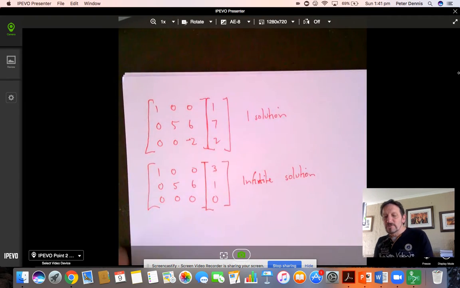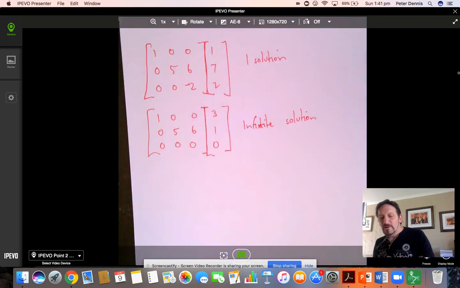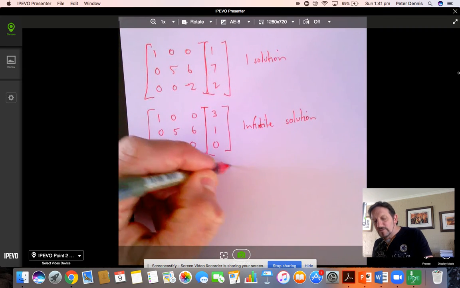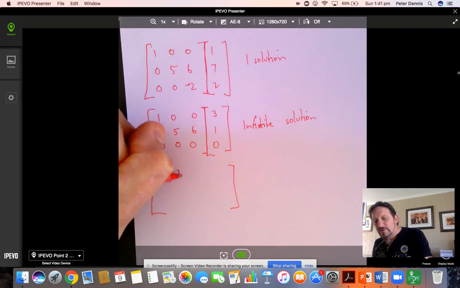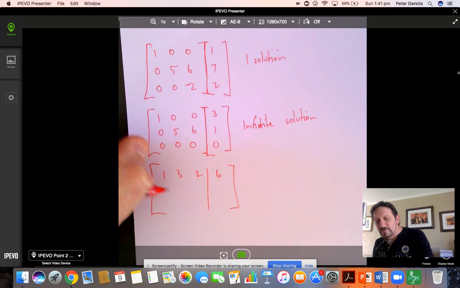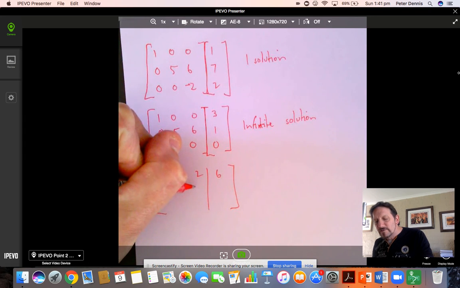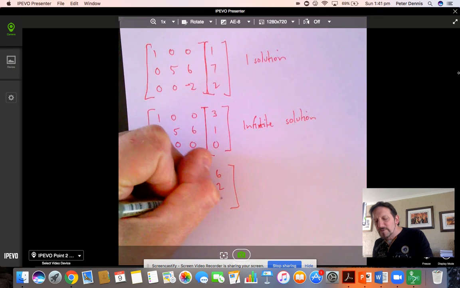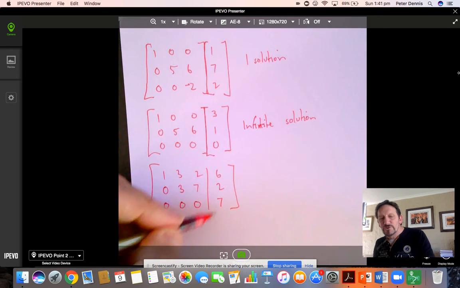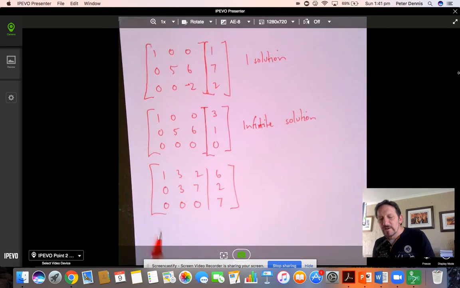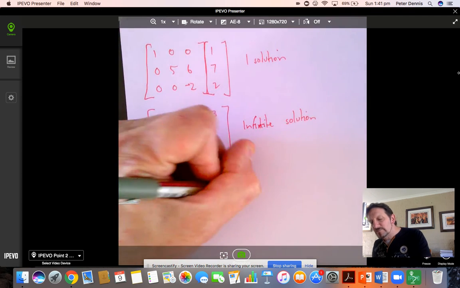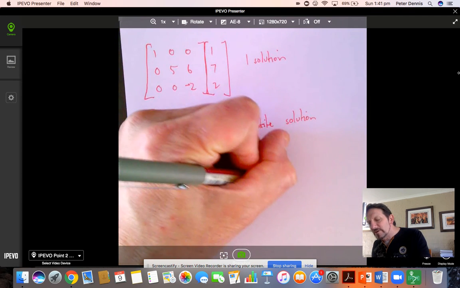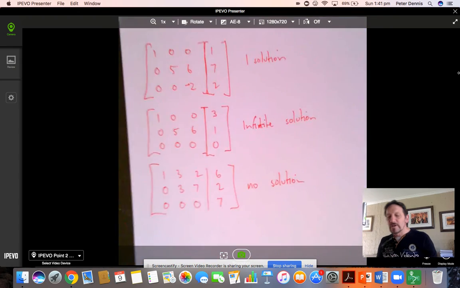So how do you get no solutions? The way you get no solutions is you have the same sort of thing happening. You have 1, 3, 2, 6, 0, 3, 7, 2. And this bottom one is 0, 0, 0, but it's 7, or a 2, or a 6, or a minus 1. 0 plus 0 plus 0 can't equal 7. So this is when no solutions happen. Because there are no solutions to that.